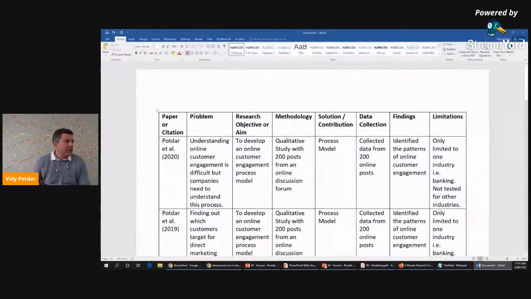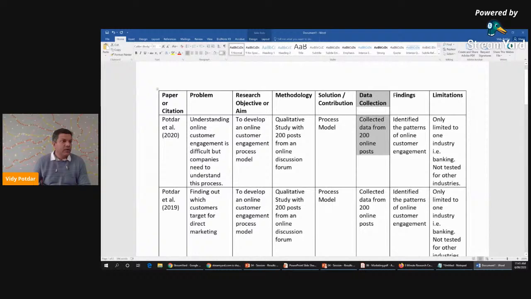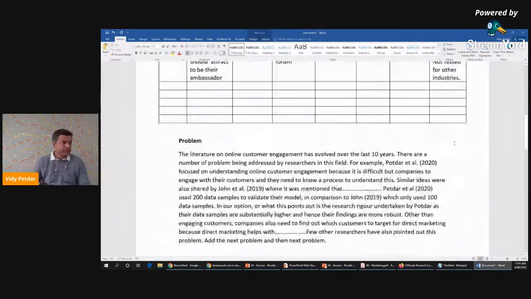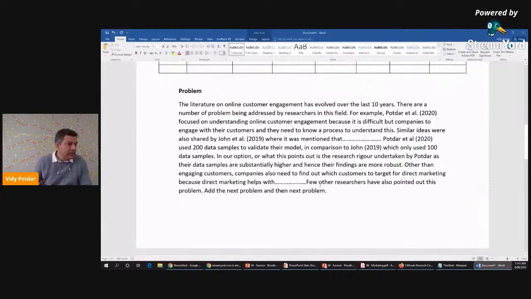Okay, so we have kind of covered this, we have done this. We know that we have built a solution which was here. We have covered the data collection bit. We have mentioned that the findings are robust. You can even further elaborate those findings if you want to go in further depth. And then finally, limitations. So if you want to mention the limitations here, you can also do that.